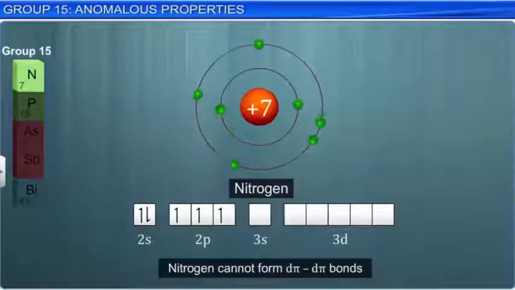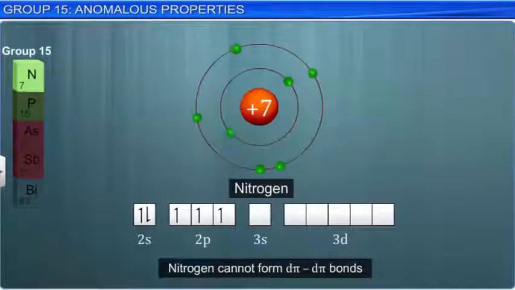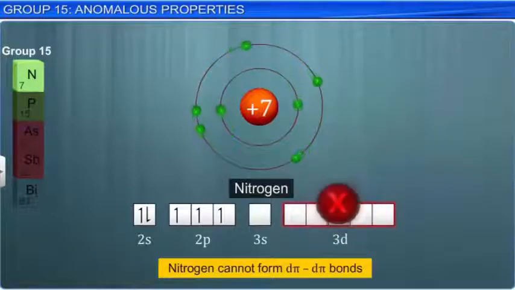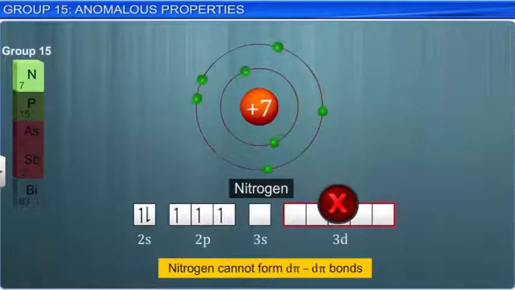For the same reason, that is, due to the absence of d orbitals in nitrogen, it cannot form d-pi bonds.